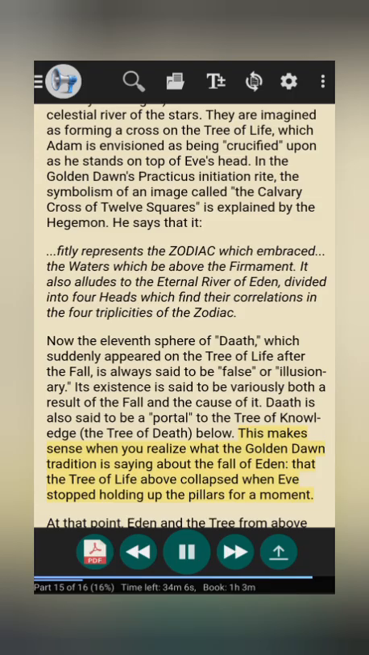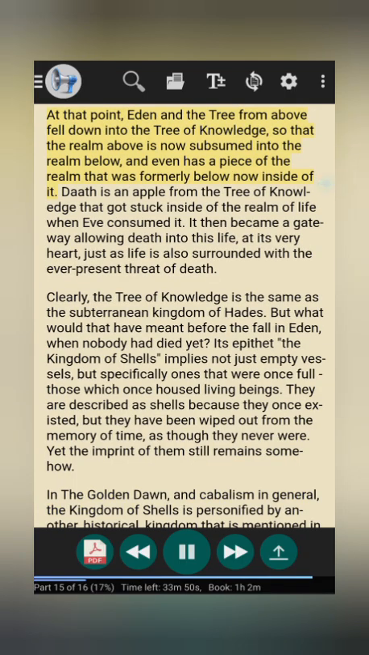That the tree of life above collapsed when Eve stopped holding up the pillars for a moment. At that point, Eden and the tree from above fell down into the tree of knowledge, so that the realm above is now subsumed into the realm below, and even has a piece of the realm that was formerly below now inside of it. Death is an apple from the tree of knowledge that got stuck inside of the realm of life when Eve consumed it. It then became a gateway, allowing death into this life at its very heart, just as life is also surrounded with the ever-present threat of death. Clearly, the tree of knowledge is the same as the subterranean kingdom of Hades.